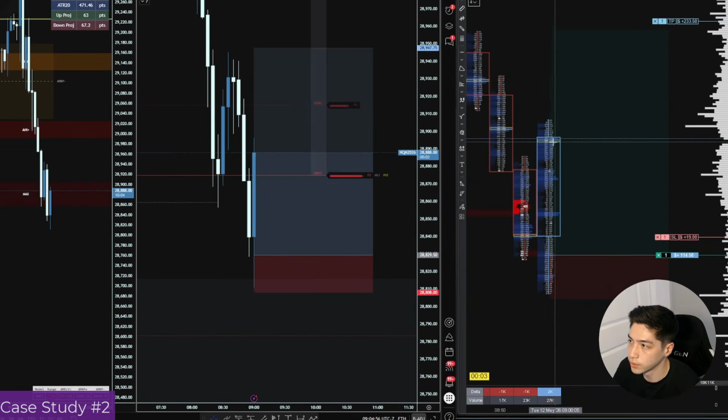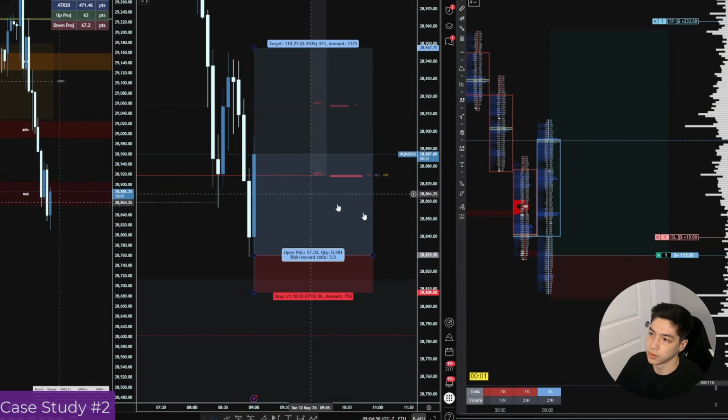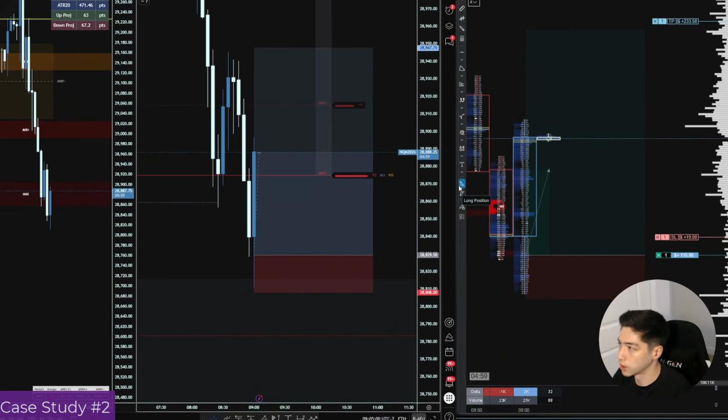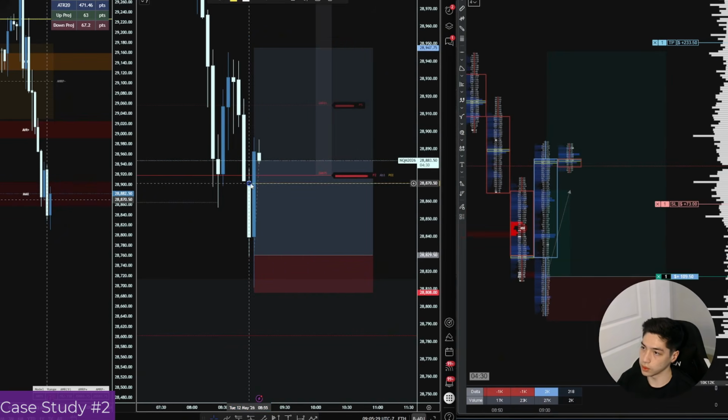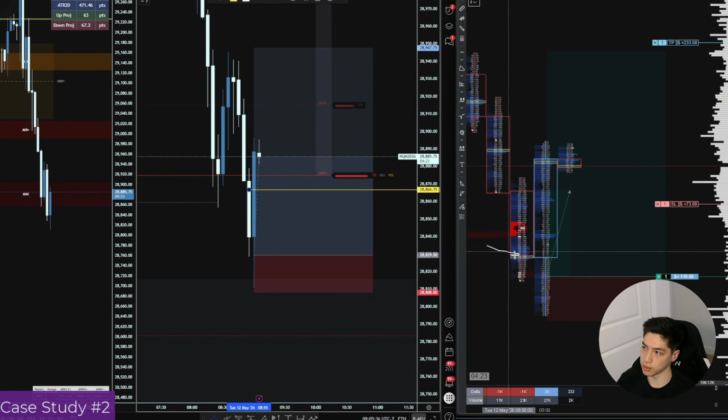So when this new 5-minute candle opens, I do not want to see it get below 875. Trailing stop is going here at 66. We're 50 points in profit right now. I want to see if we can get that additional push though.